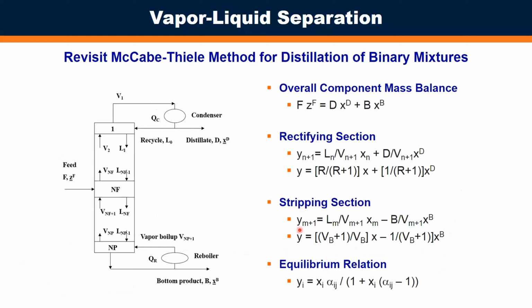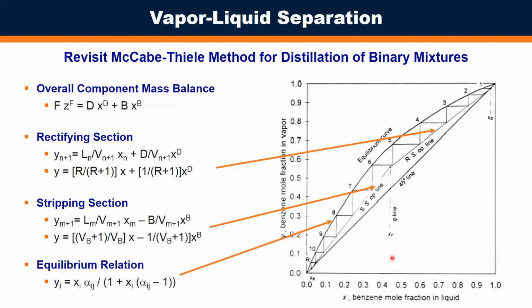So how do we use this in practice? In order to do that, we really want to go back and just quickly revisit the McCabe-Thiele method for how to do binary distillation. Not going to spend a lot of time on this, but just want to go through it fairly quickly. The equation sets for a standard binary distillation column here. We have an overall component mass balance here at the top. Then we have a description of the rectifying section in terms of the column profile, the same for the stripping section. And then the equilibrium relation is defined here at the bottom, same as it was before.